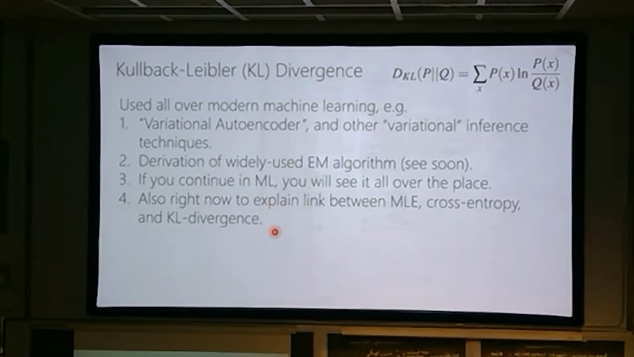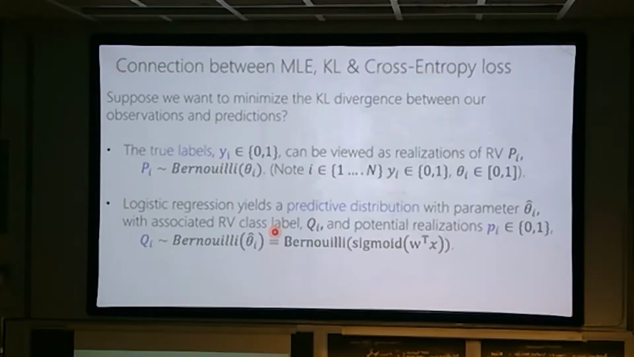But right now, as I said, we're going to use this to show the connection between maximum likelihood estimation, which uses the likelihood as a loss, and something called the cross-entropy loss, and the KL divergence itself. So let's go back to what we had, which was the binary logistic, just the regular logistic regression for 2 classes. So we had this idea that there were 2 labels, right? Class 0 and 1, for example.